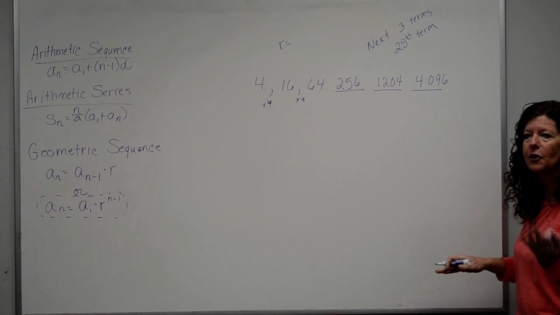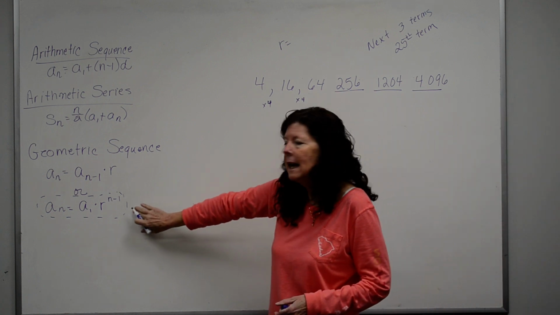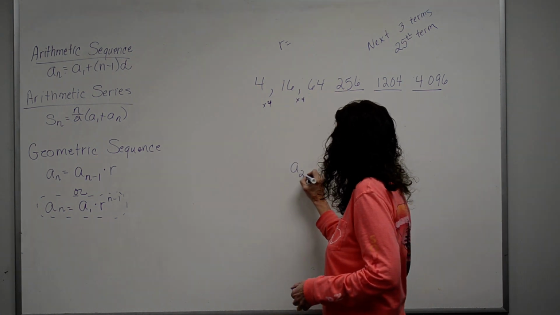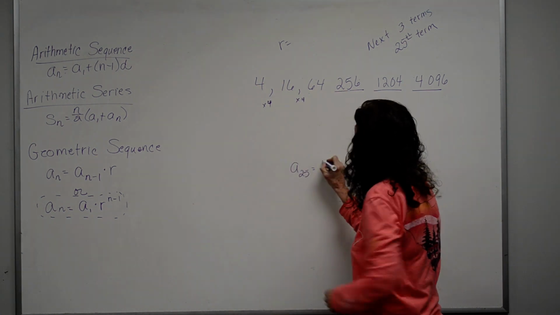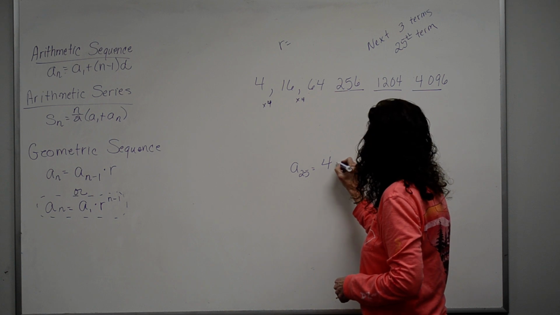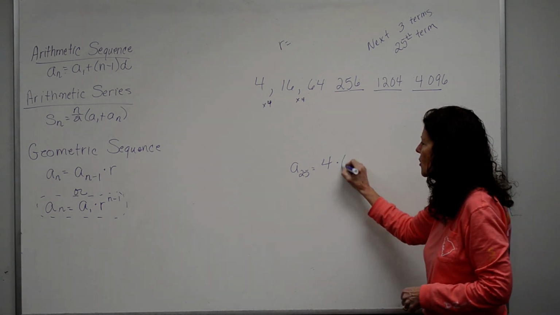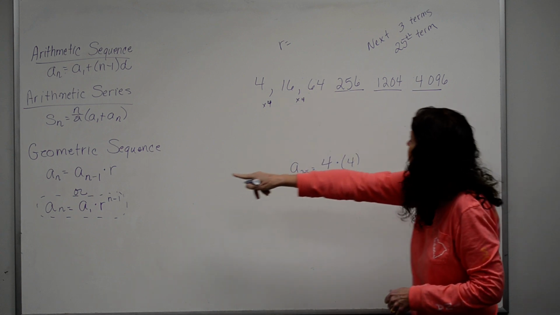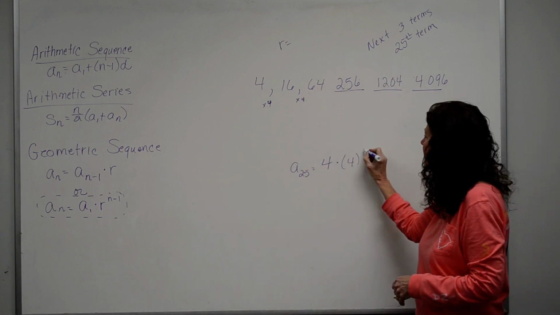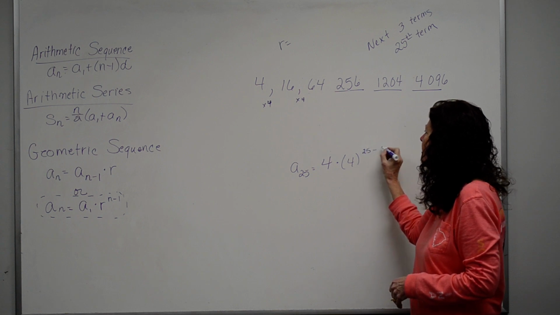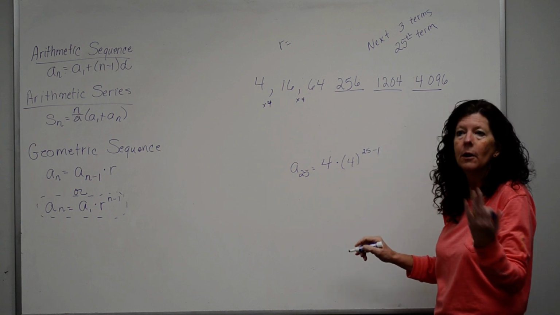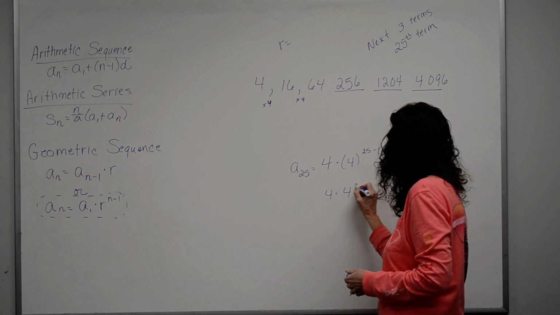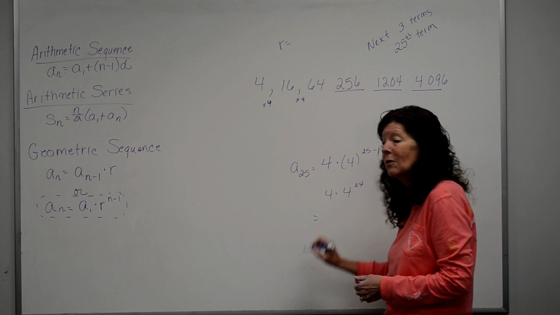But then if you're asking for the 25th term, I would imagine you use that formula right there. So a sub 25 is equal to a sub 1, which is 4, times the ratio. The common ratio is 4, because that's what you're multiplying by to get to the next one. Then your n is 25, so this is raised to the 25 minus 1 power, which is 24. So you have 4 times 4 raised to the 24th power, which is equal to what?